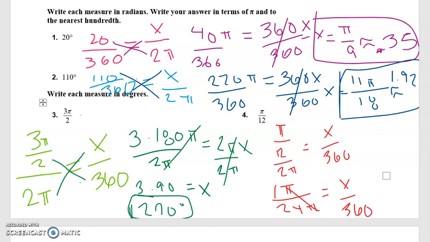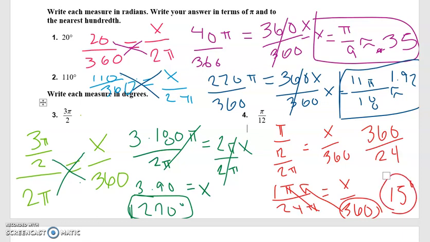Okay, we still have to cross multiply. Well, actually, the x is already on top, so I'm just going to multiply this one here. So we're going to get 360 divided by 24. And that's our answer. If you plug that into the calculator, you're going to get 15. Okay, 15 degrees. Yay!